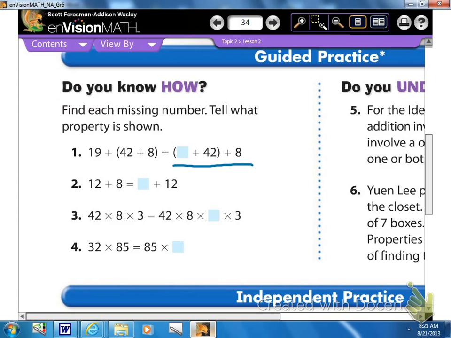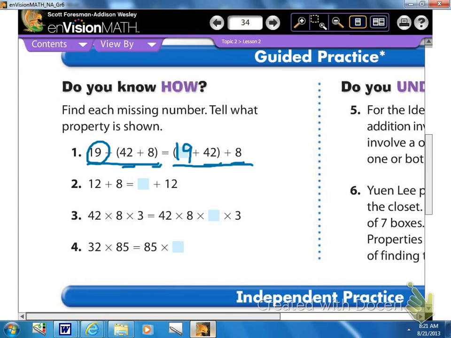So look at this, our equal sign, that's our balance. It's the same on the left as it is on the right of this equal sign. So if I have two of the same numbers over here, 42 and 8, what number am I missing? Well, it must be 19.